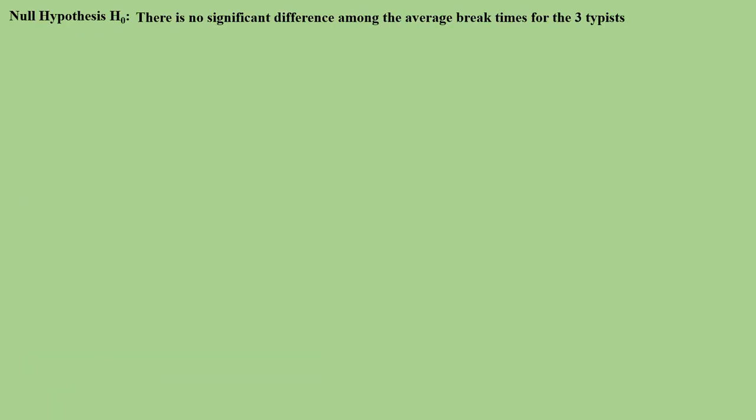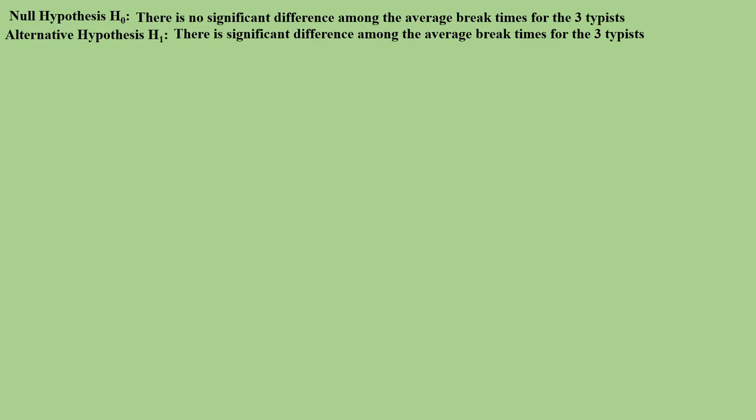Next, define the hypothesis. Null hypothesis: there is no significant difference between the three typists. Alternate hypothesis: definitely there is a significant difference between the average break time for the three typists, right? So first calculation for ANOVA table 1.